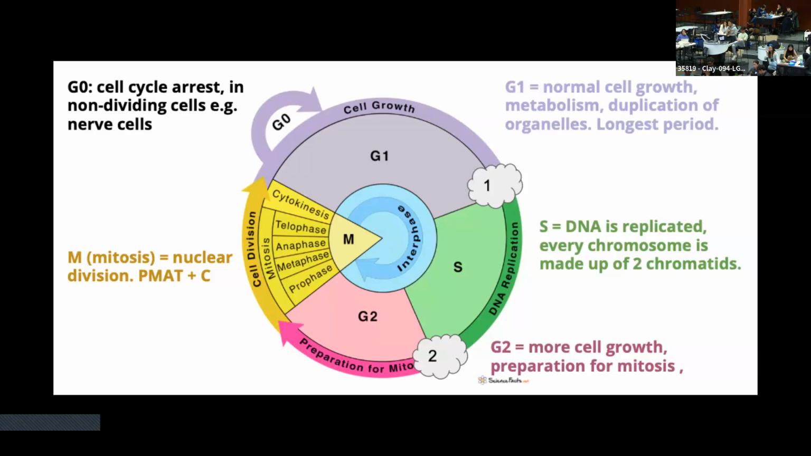And during interphase, we have the stages G0, G1, S, G2. And then in mitosis, we have the 4 stages, so PMAT, as well as cytokinesis at the end. Now, the main thing to take away from this slide is that G0 is not really a stage. It's really just where any non-dividing cells will stop. So it won't proceed any further past G0.